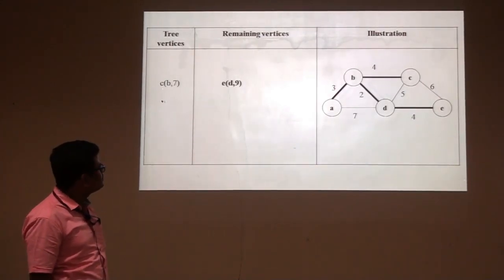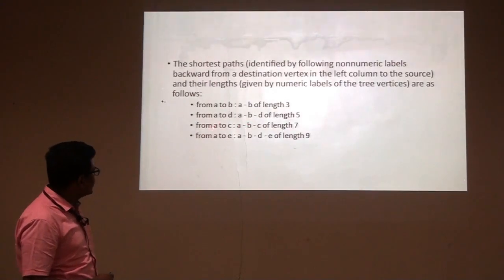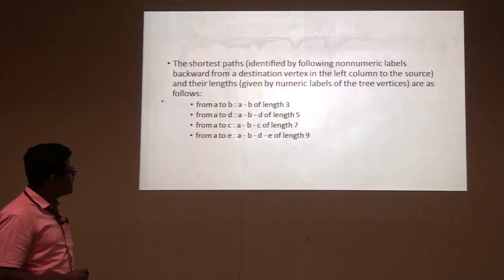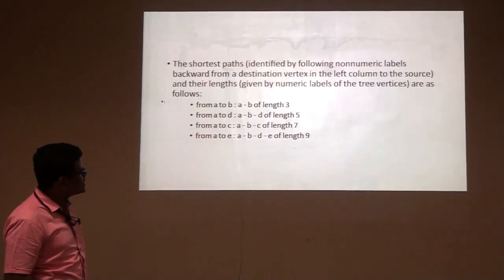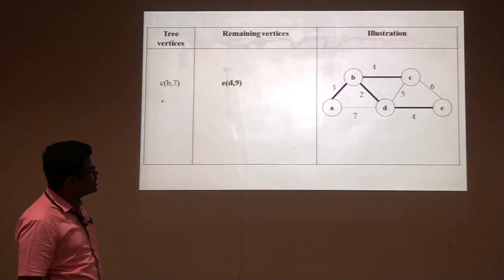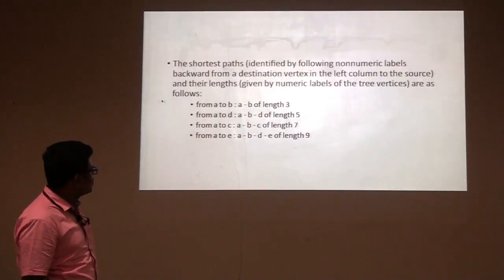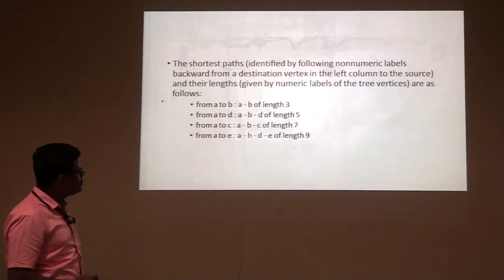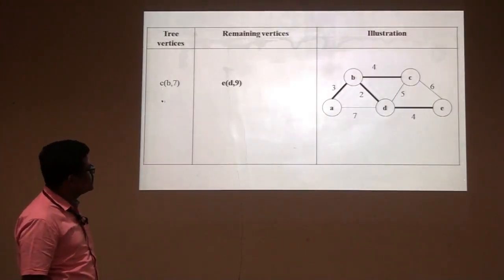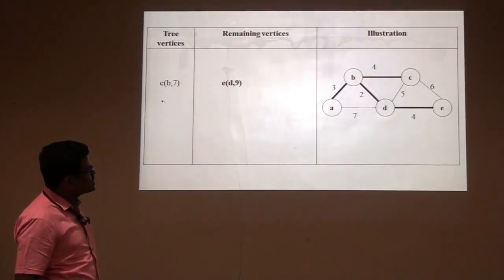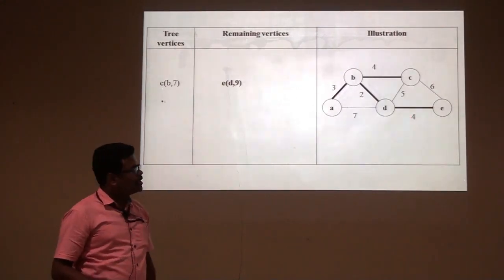Next, the direction from A to C. When going from A to C, the path is A to B and B to C, of length 7. Next we go for the path A to E: A to B, B to D and D to E, of length 9. So A to B, B to D and D to E cost 3 plus 2 plus 4, which is 9.